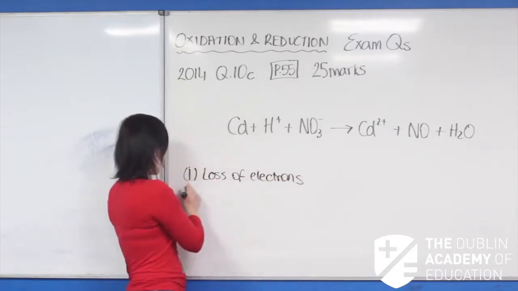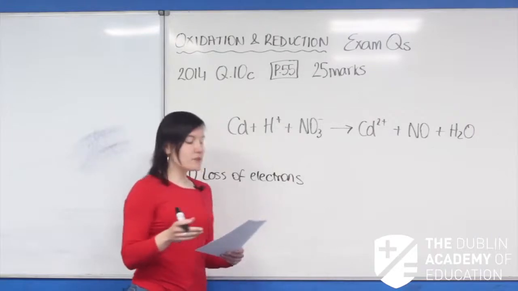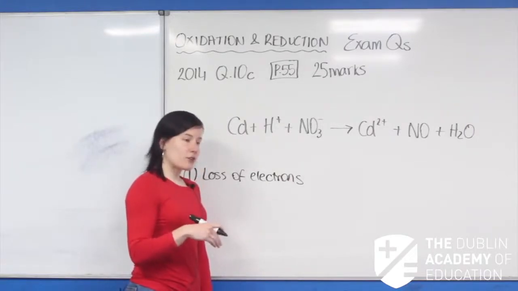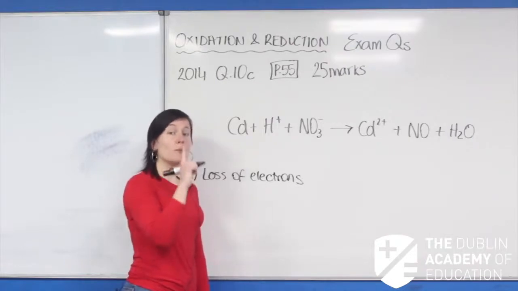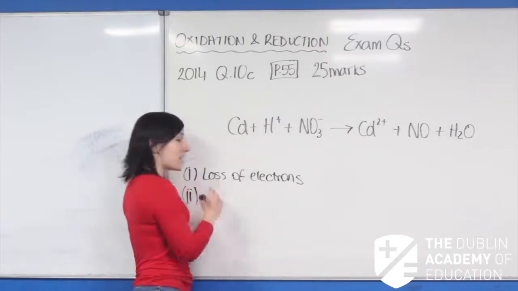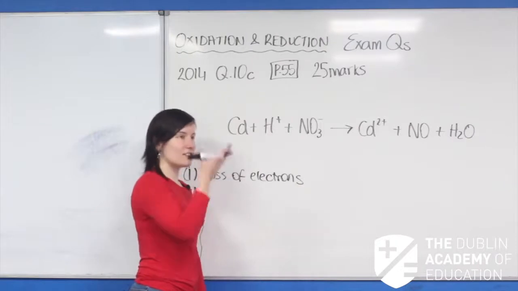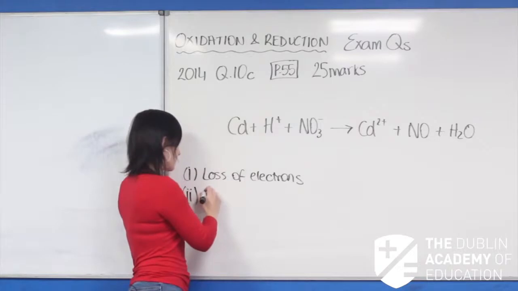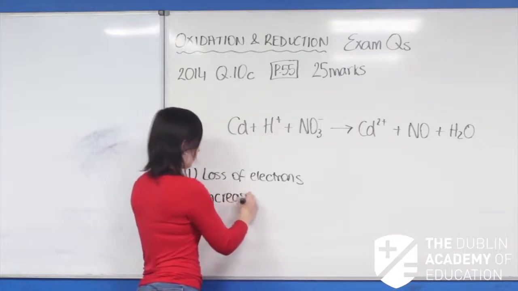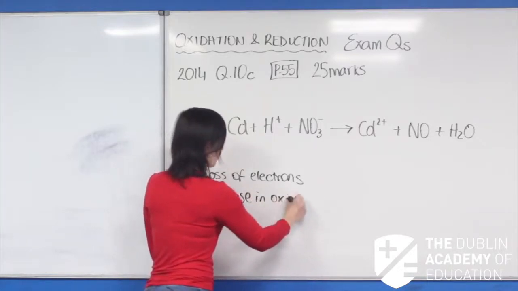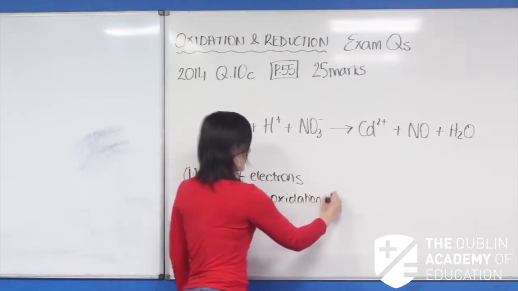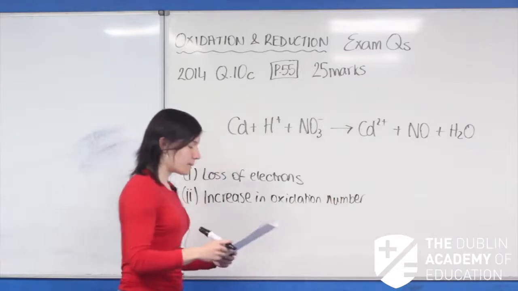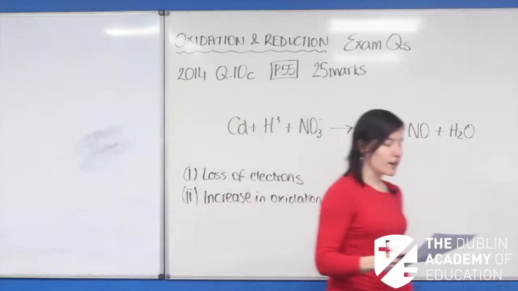And then in part 2, in terms of change in oxidation number, so oxidation is the loss of electrons, therefore the oxidation number becomes more positive because as electrons are lost, you know, the charge is going up. So it's an increase in oxidation number. Okay, so this is an increase in oxidation number. So 6 marks out of our 25.